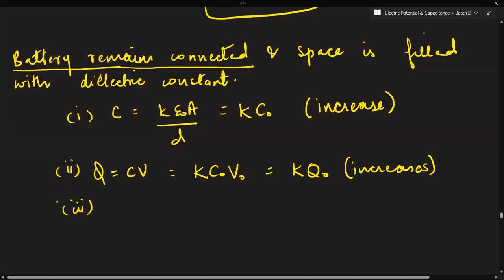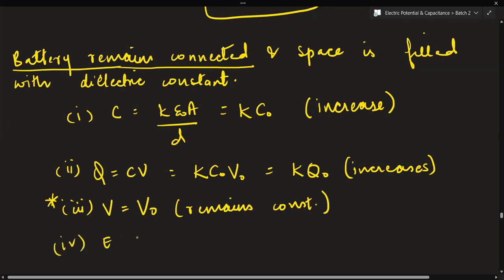But this is the most important point. When battery remains connected, always remember that the potential difference remains the same. Potential difference remains constant. So if potential difference remains constant, then your electric field will also be constant. This will be V by D. V is still V naught, there is no change in potential. V naught by D will be the electric field. So this also remains constant.